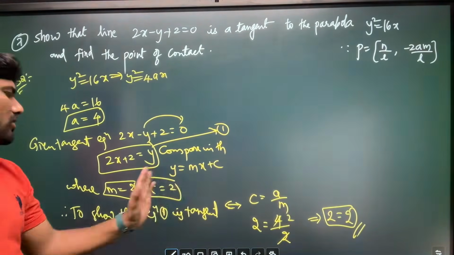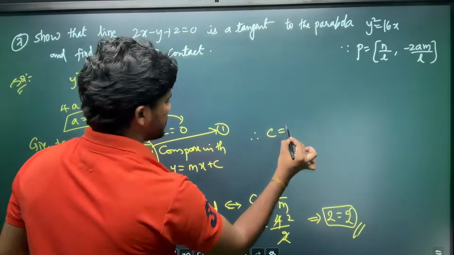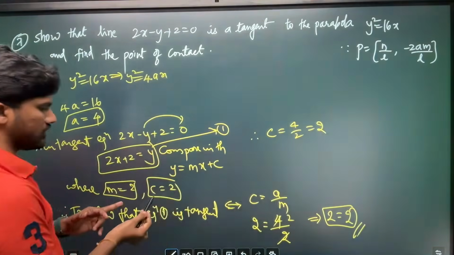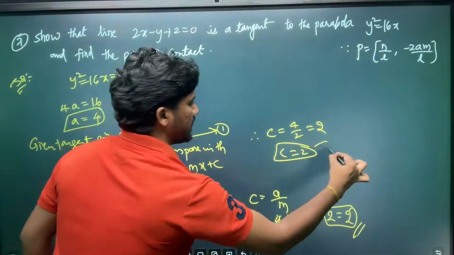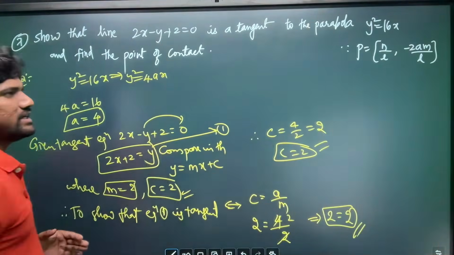Or else, you can also take it this way, instead of proving it like this. Therefore c is equal to a by m, that is 4/2, so c is equal to 2. Here you have c equal to 2 and here you have c equal to 2. You can prove it like that also. So hence that is the tangent equation.